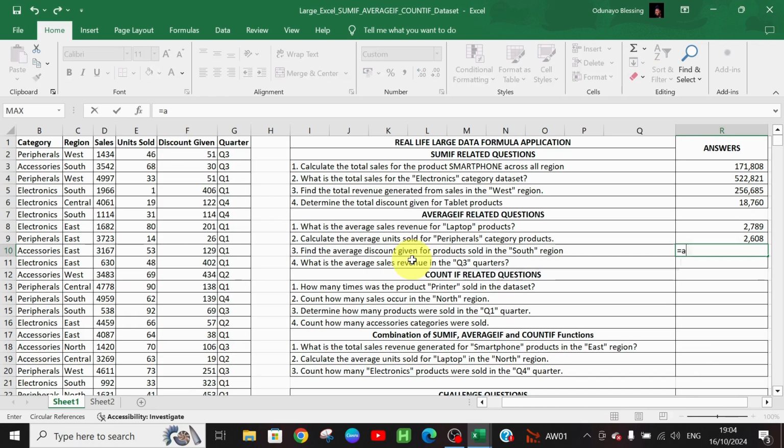The next thing is also AVERAGEIF: the average discounts that were given for the products sold in the South region. So the range of what we are talking about now is the region, and in the region, the criteria we are considering is the South. Now the average range is the discount for the products sold.